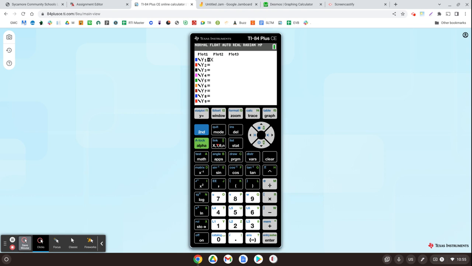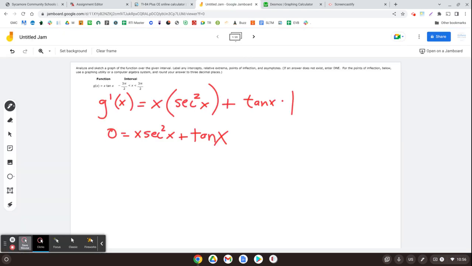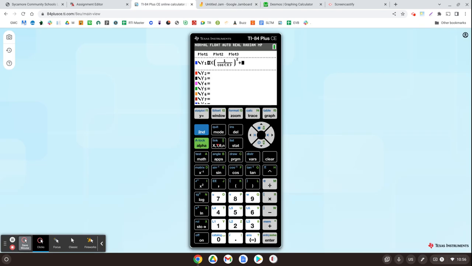Now I need to look at my equation again. X times secant squared of x. Well, to do secant squared, you first got to type in 1 over cosine. And then you got to square it. So this right here is secant squared. So we got x secant squared of x plus tangent of x. I want to make sure I got the sign right. Checking to make sure we're in radians. We are. I'm going to graph it.